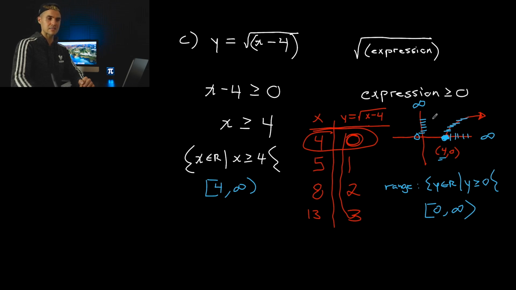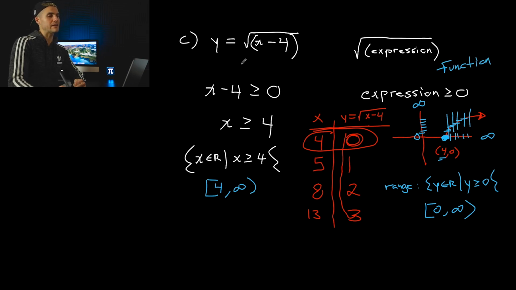And then is this relation a function? Yes, it passes the vertical line test. There's not going to be any scenario on this relation where there are multiple points for the same x value. So yes, this indeed is going to be a function.